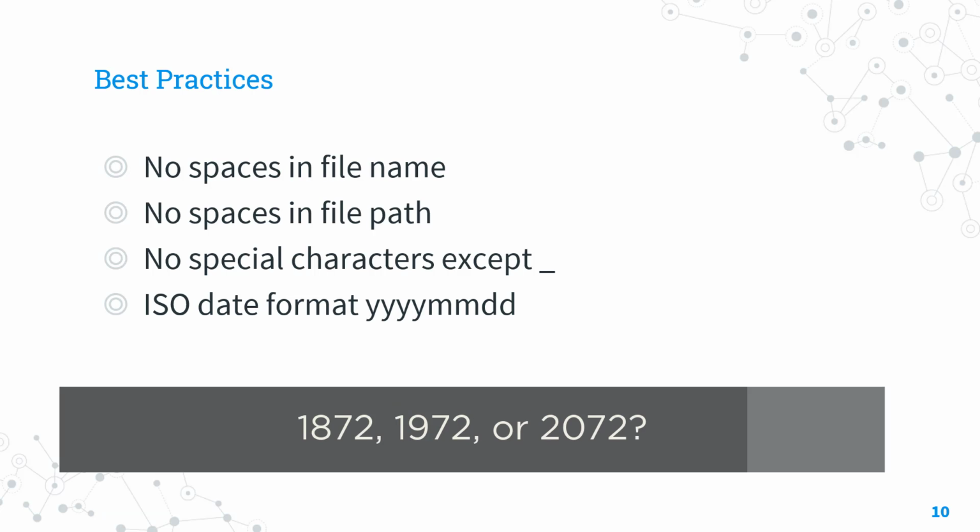Using a 4-digit year is important because some data sets extend beyond a century. For instance, NOAA has been collecting hurricane data since the 1800s. If we use only a 2-digit year, we won't know if that hurricane was from the 1800s, 1900s, or 2000s.